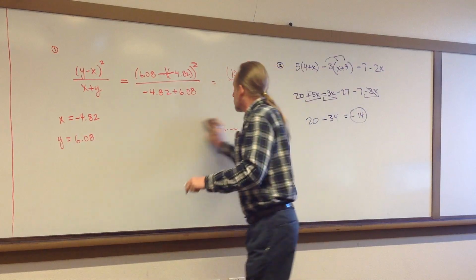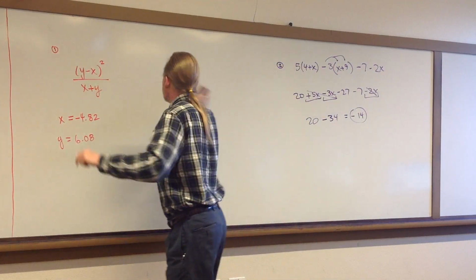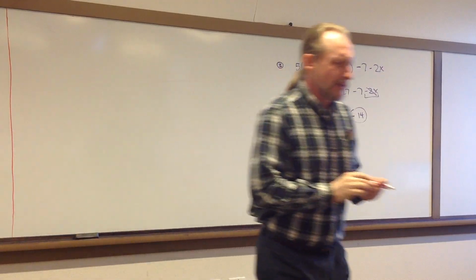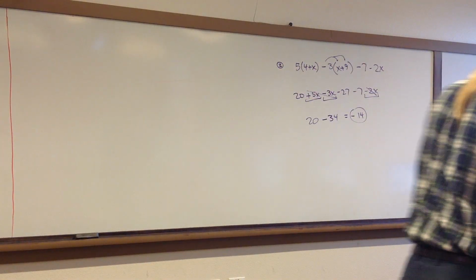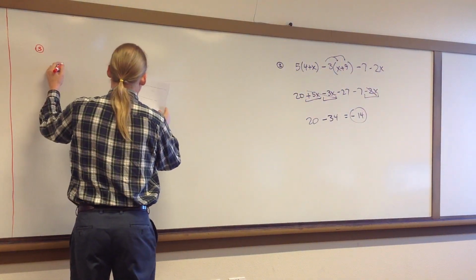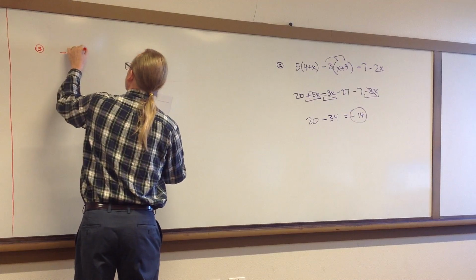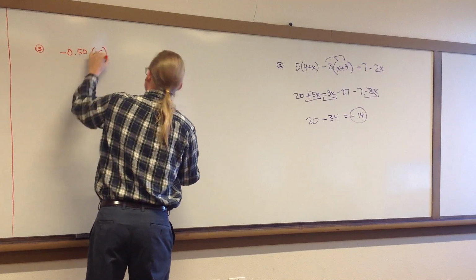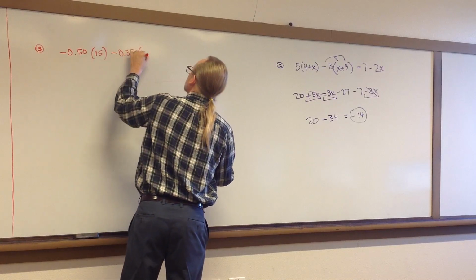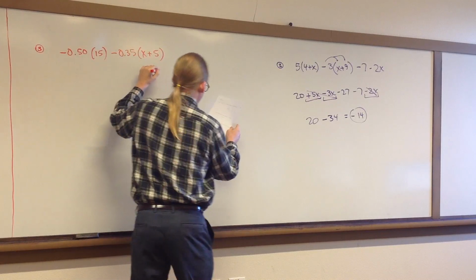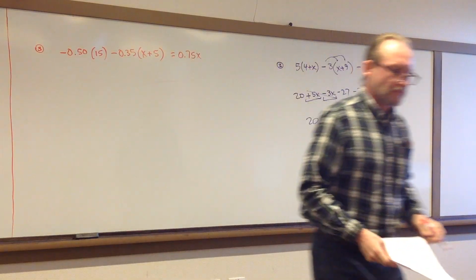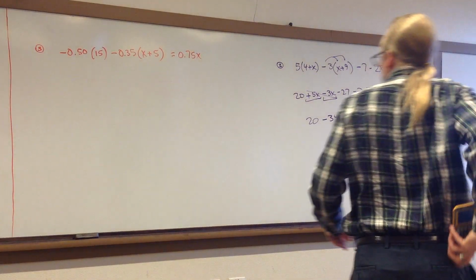Now problem number 3 is an equation. And so we do want to solve that for x. And let's go ahead and take a look at that one. Problem 3 says negative 0.50 times (15 minus 0.35 times (x plus 5)) equals 0.75x.